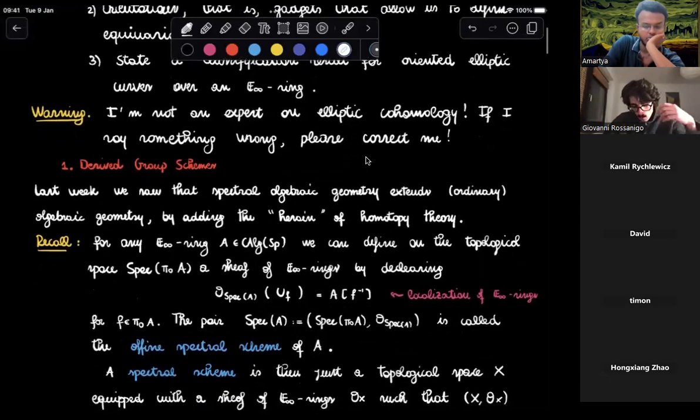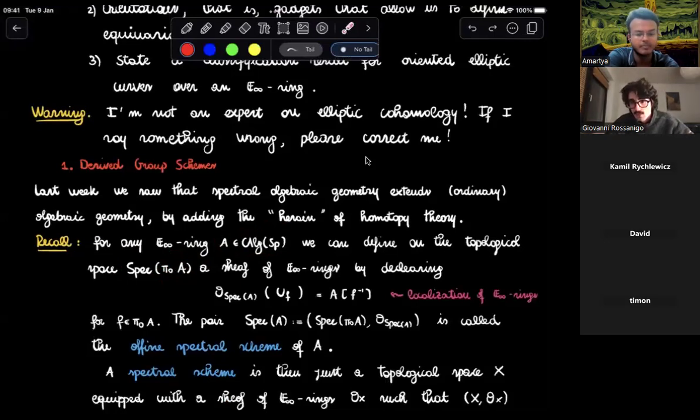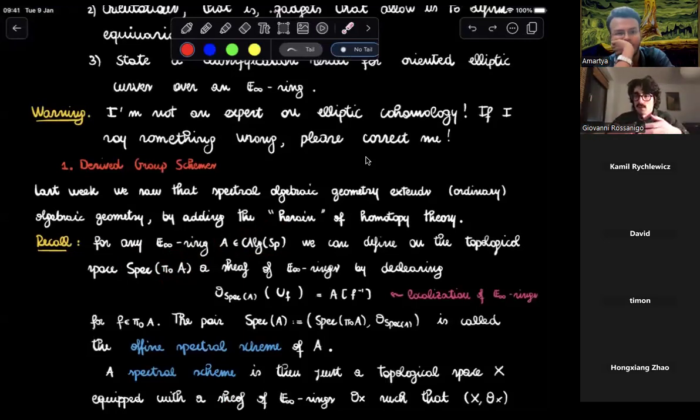And I would like to recall that whenever we have an infinity ring A, that we have to think of as a commutative algebra object inside the infinity category of spectra equipped with the symmetric monoidal structure given by the smash product, we are able to attach to this infinity ring a topological space. We take the set of prime ideals in the underlying commutative ring, and we equip this topological space with a sheaf of E-infinity rings. And the idea is that we exactly mimic what happens in the ordinary case.